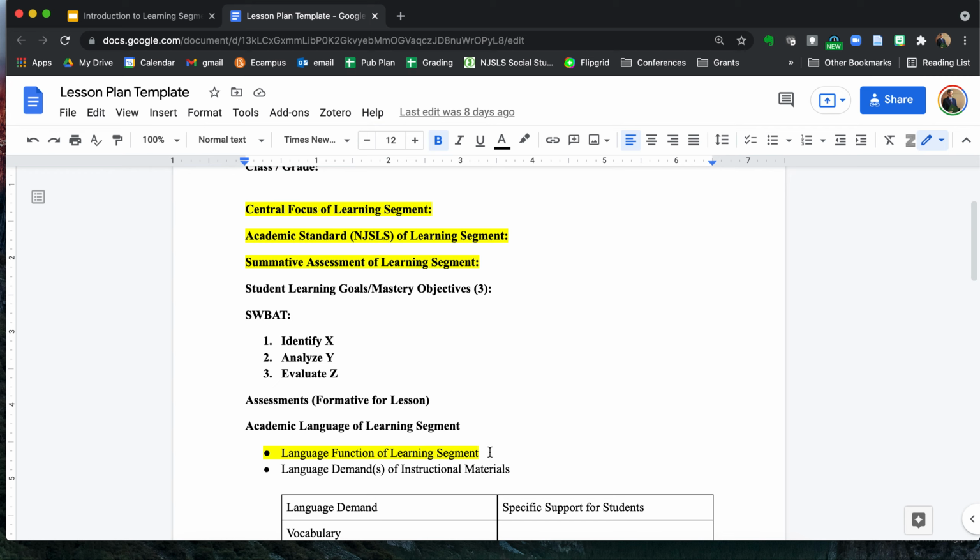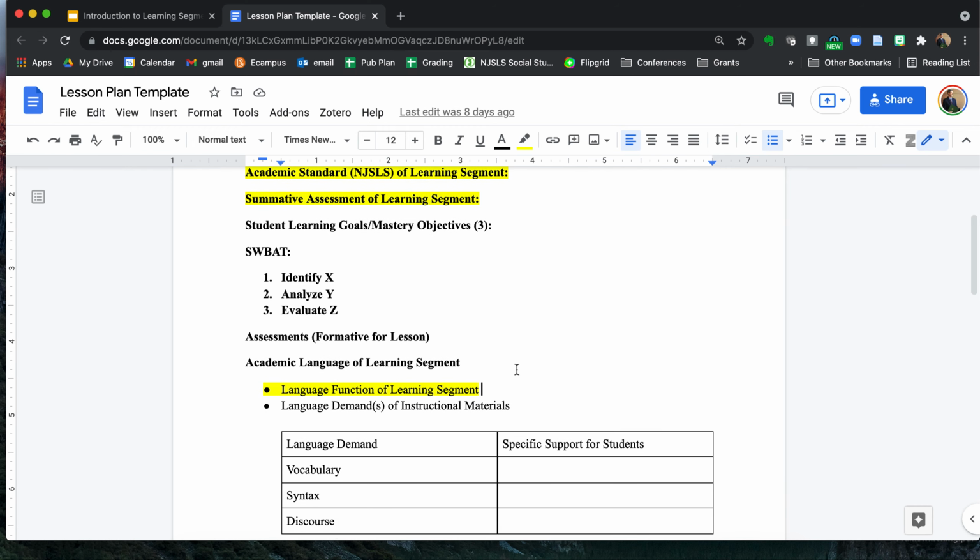And then you see language function down here. Everything else is lesson plan related. So your mastery objectives, SWBAT, students will be able to, and you can write that. Everybody knows what that stands for. And then here are your 3 objectives. So I had identify X, analyze Y, evaluate Z.